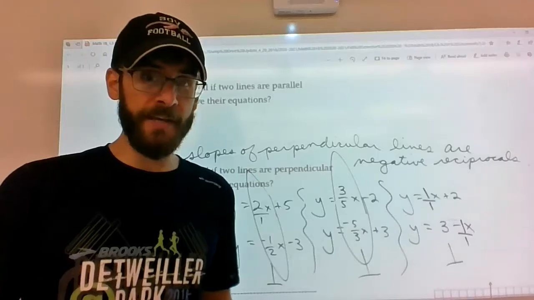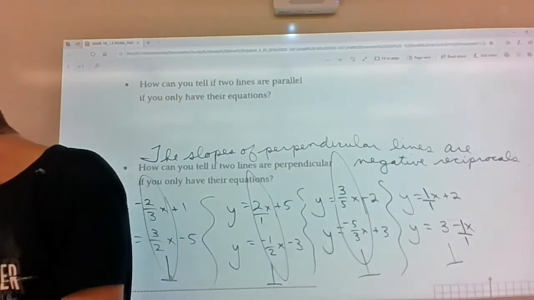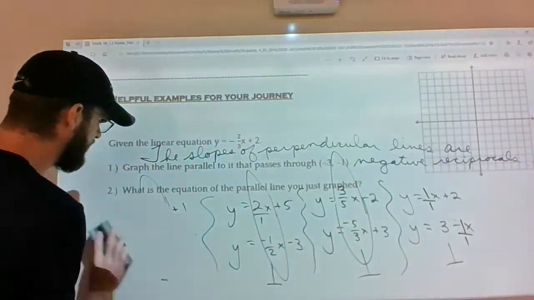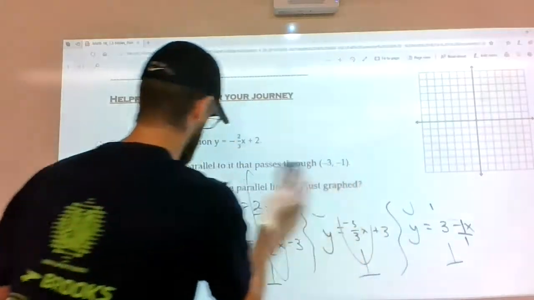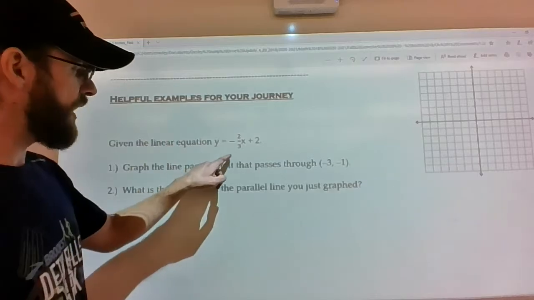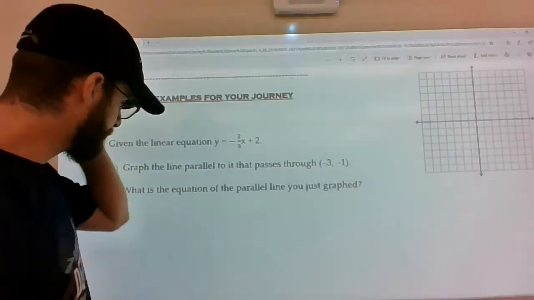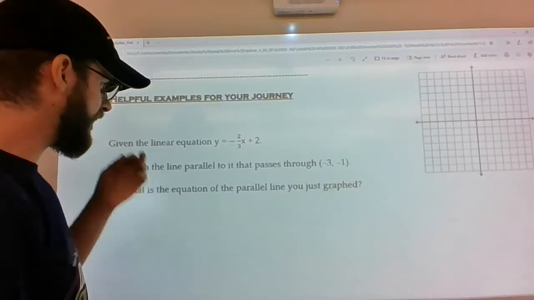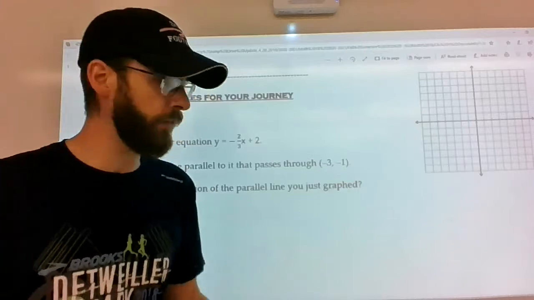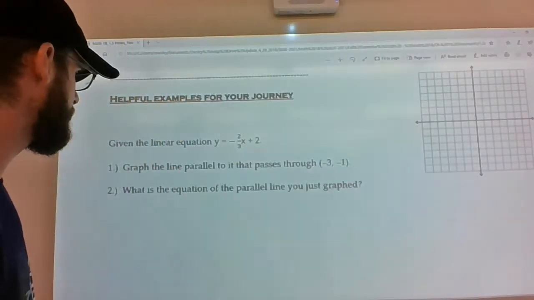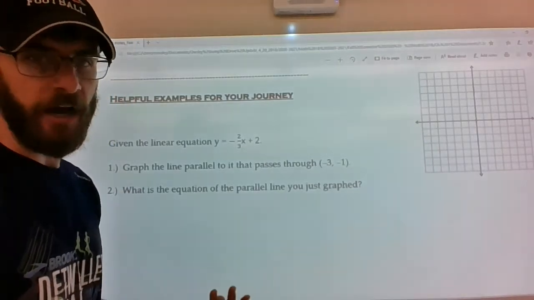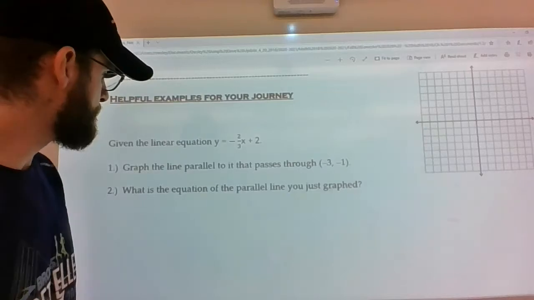All right, now that you know the basics, let's get to some examples. Basic concepts out of the way. All right, so you're given the linear equation y equals negative 2/3 x plus 2. Would you guys be able to graph the line that's parallel to it, and it has to pass through negative 3, negative 1? Now that might seem like a totally confusing task of, you gave me a point, how am I supposed to graph a line from a point?